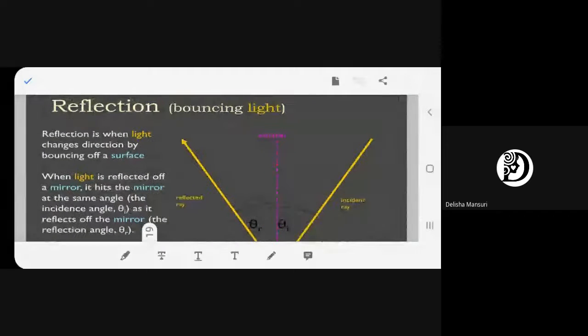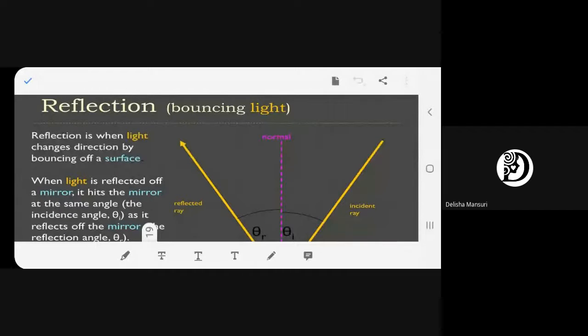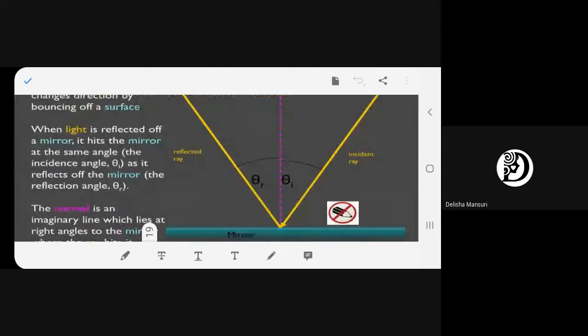Again the same thing, but again you will learn something more to it. Please read. Reflection is when light changes direction by bouncing off a surface. When light is reflected off a mirror, it hits the mirror at the same angle. Hits, not heats. It hits the mirror at the same angle, that is the incidence angle theta I.